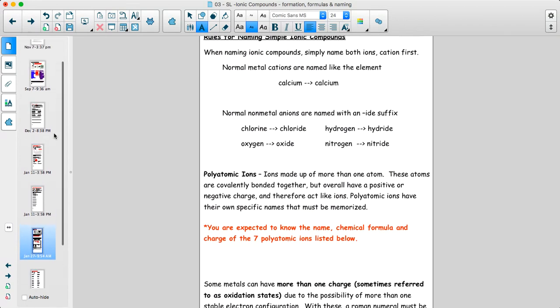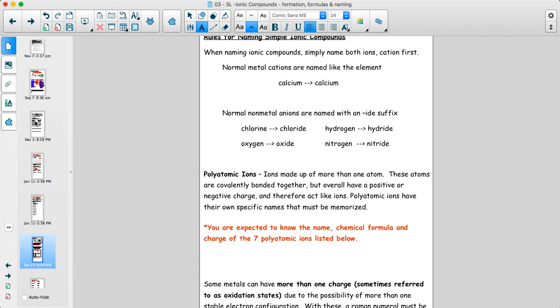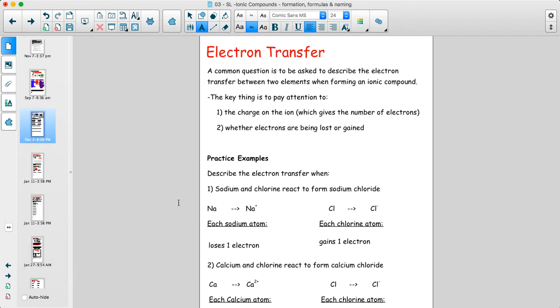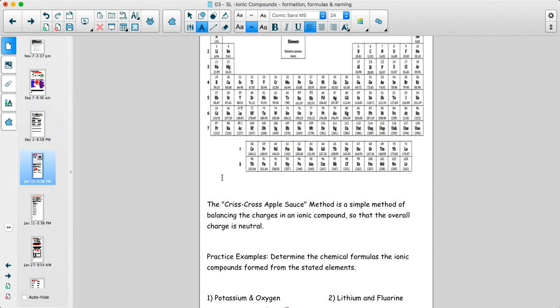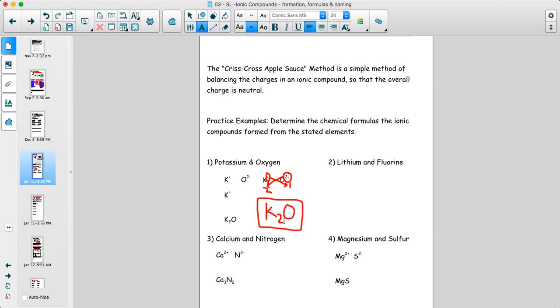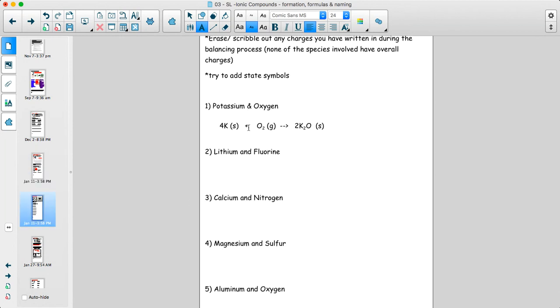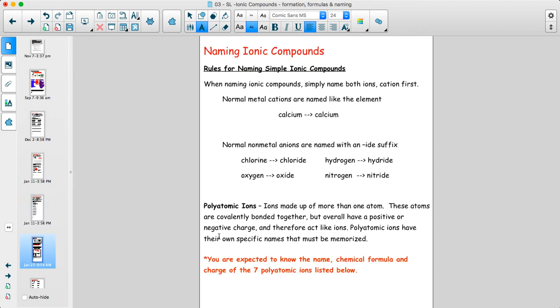So those are most of the skills that you'll have to do with ionic compounds: describing electron transfer for each atom, figuring out the balanced chemical formulas between two elements when they form an ionic compound, and writing balanced chemical equations for when the elements react to form the ionic compound. And then finally, there's naming and getting formulas from names, which is a foundational skill for the topic of ionic compounds, and we'll do some more practice in class.